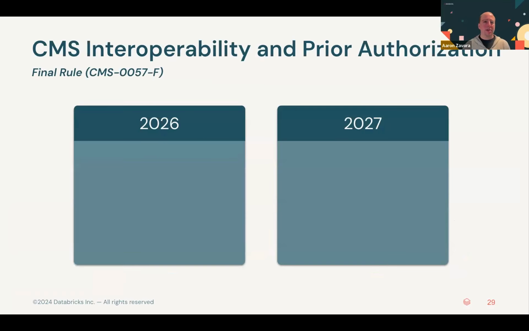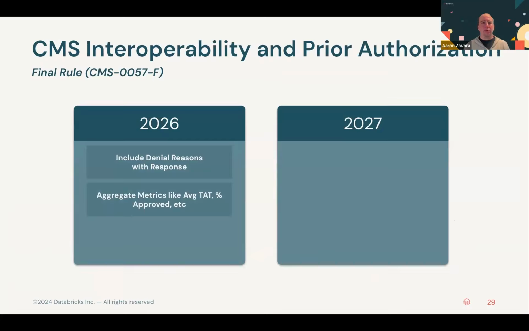So essentially, what does the CMS interoperability and prior auth rule state? I'll simplify it into the 2026 mandates and the 2027 mandates. But essentially in 2026, there's increased transparency that's going to include denial reasons with your response, right? So if you're getting denied for administrative reasons or medical necessity, that transparency has to be there in the response back to the patient.